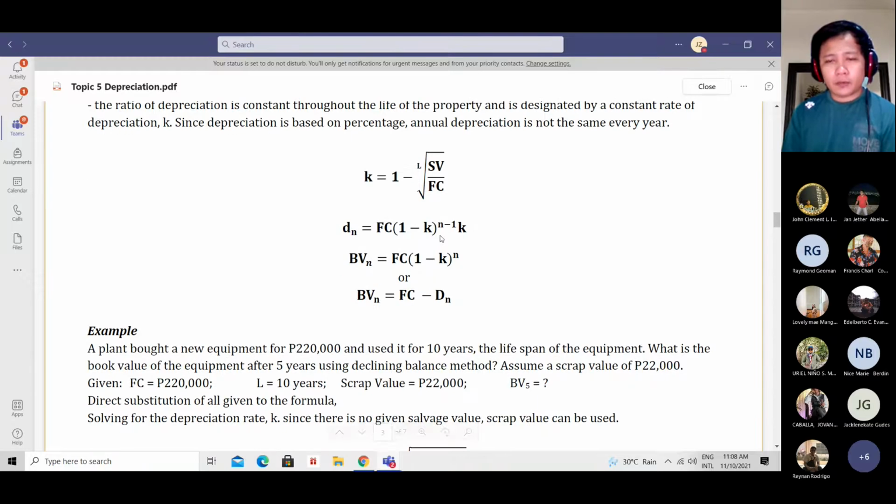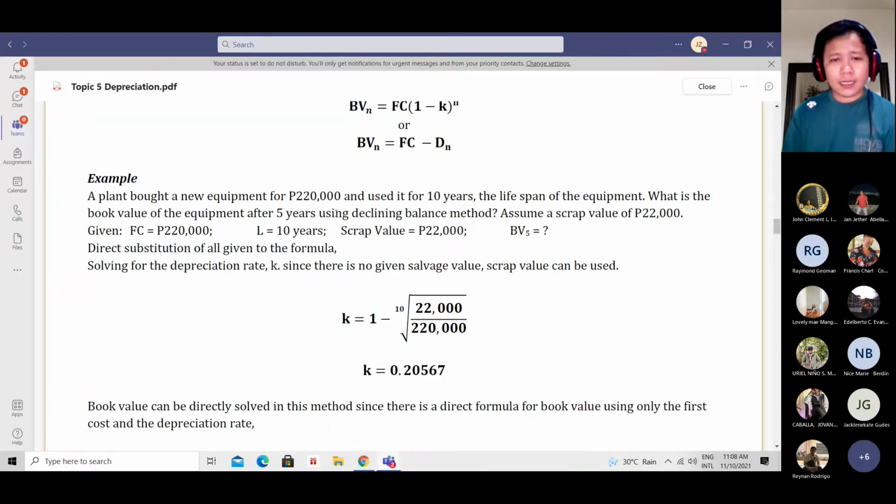So, for this one, let's apply this. An example, a plant bought a new equipment for 220,000 pesos and used it for 10 years. The lifespan of the equipment. So again, the lifespan or L is equal to 10. What is the book value of the equipment after 5 years using the declining balance method? Assume a scrap value of 22,000 pesos. Oh, scrap value. It's not salvage value this time.